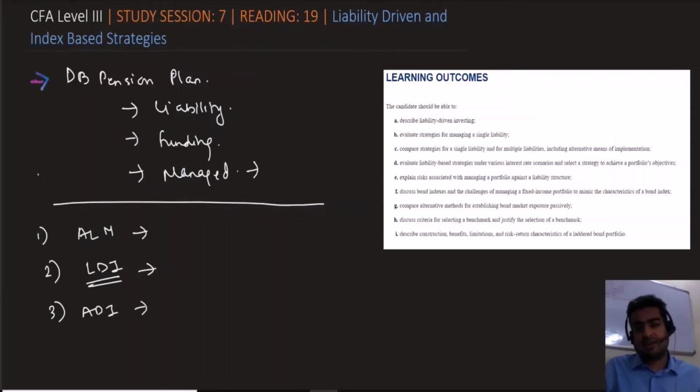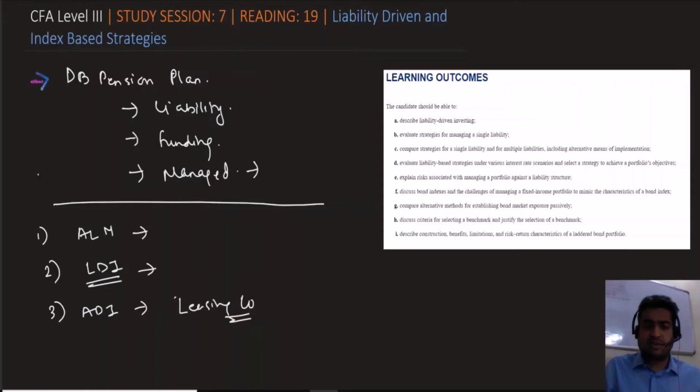The asset-driven investing example could be a leasing company, which has a lot of floating or fixed rate financial assets, and they might need to structure their liabilities to meet the characteristics of those assets, right? Now you must be thinking, how does liability-driven investing apply to individuals? So it might apply to an individual.